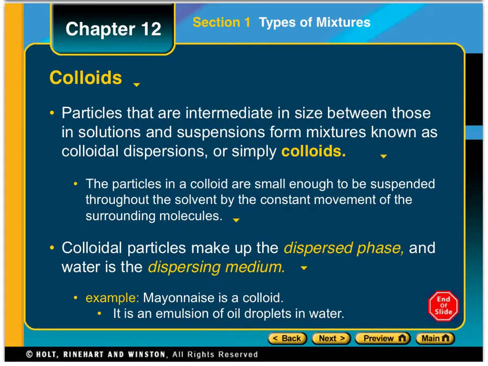Colloids are the third type of mixture that we need to discuss. Colloids are classified as particles that are intermediate in size between those in a solution and a suspension. Remember, suspensions have those really large particles that come out of solution and fall to the bottom of the glass, while in solutions, particles are held up in the liquid the whole time. The solute particles in a colloid are small enough to be suspended throughout the solvent by the constant movement of the surrounding molecules. So with this one you also don't have to keep constantly stirring.